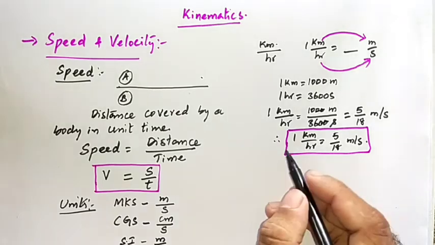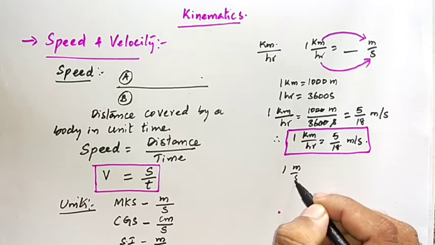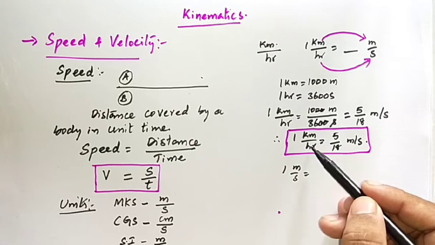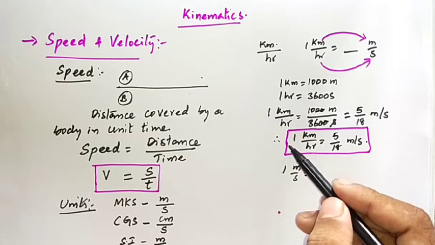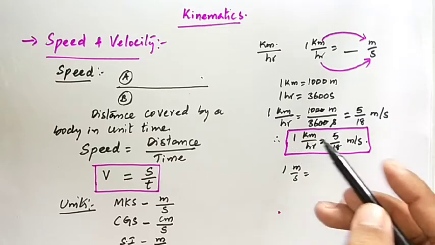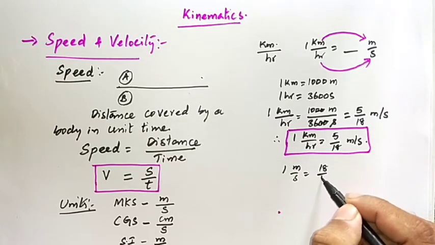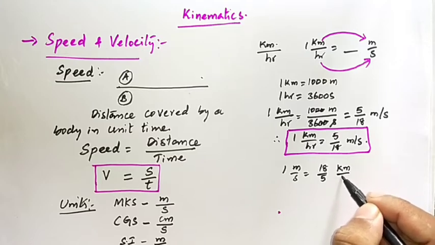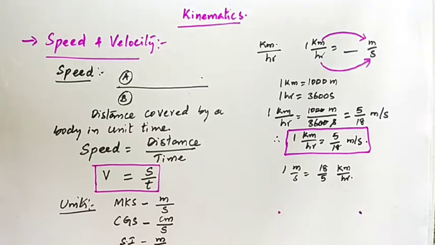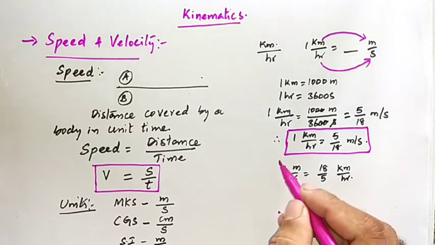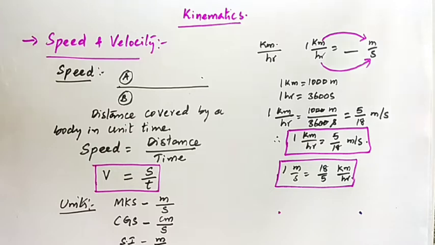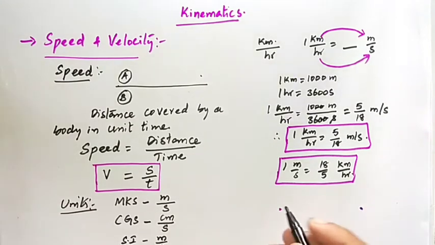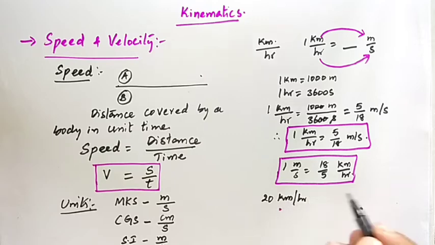Similarly, 1 meter per second is equal to how many kilometers per hour? If 1 kilometer per hour is 5 by 18 meter per second, then 1 meter per second is 18 by 5 kilometer per hour. This is the relation we use to convert meter per second into kilometer per hour. Clear? Now let us see an example, 20 kilometer per hour.